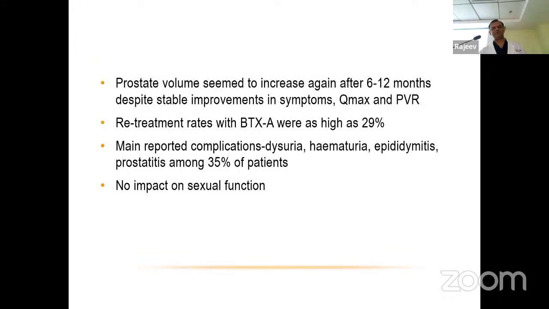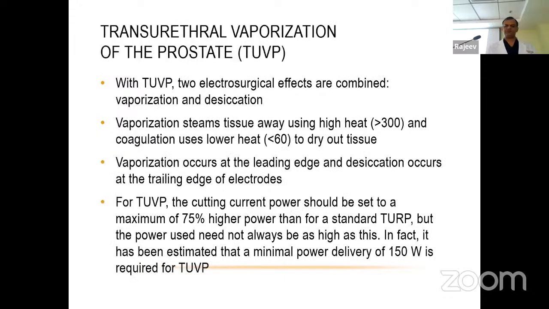Prostatic volume seems to increase again after 6 to 12 months of injection, despite stable improvement in symptoms, Qmax, and PVR. The retreatment rate with botulinum toxin was higher, at 29%, and the main complications of botulinum toxin injection are dysuria, hematuria, and prostatitis. There is no impact on sexual function seen with botulinum toxin injection.